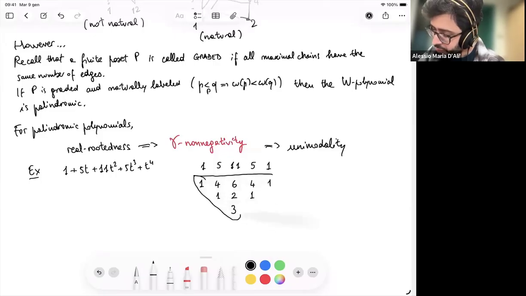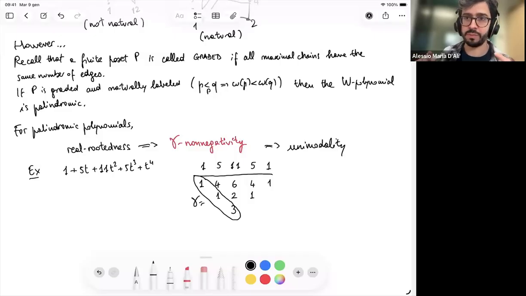This thing I found on the diagonal is my gamma vector. So in this case, I found just positive numbers. Well, that's not always the case, of course. If I wrote something like 1 plus 3t plus whatever, I would have needed a -1. So gamma-nonnegativity means exactly that if you take the coefficients of your palindromic polynomial and you play this game, you get a nonnegative integer vector. If that happens, your coefficients are unimodal, and if your polynomial is real-rooted, you get this property for free. So it's kind of some middle ground in a sense.